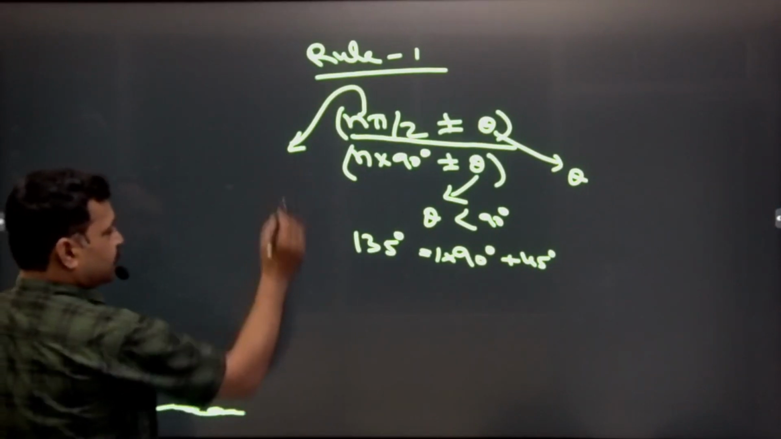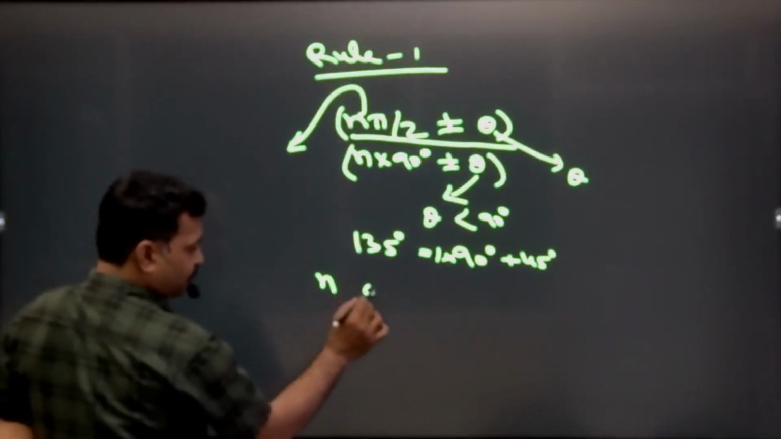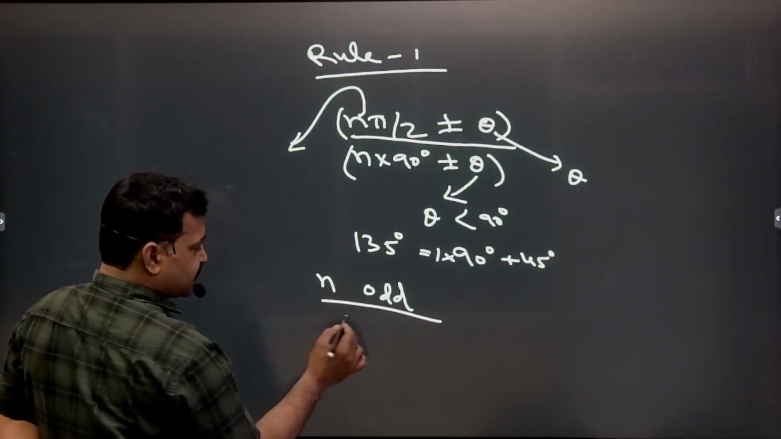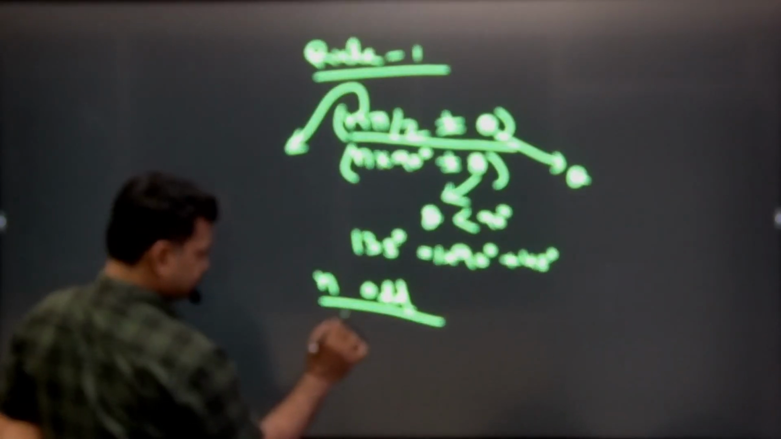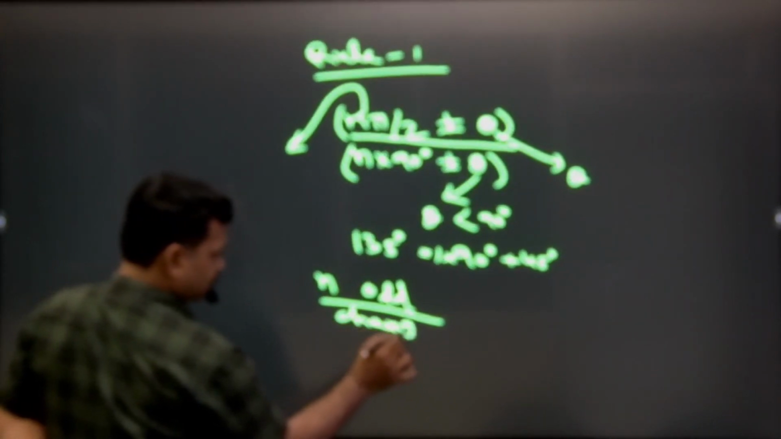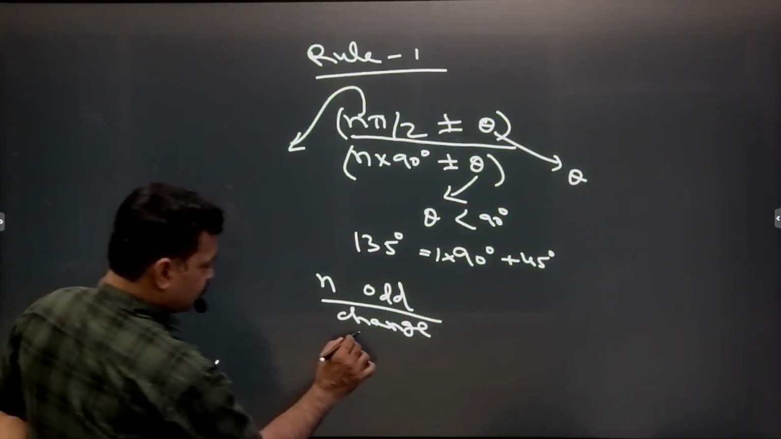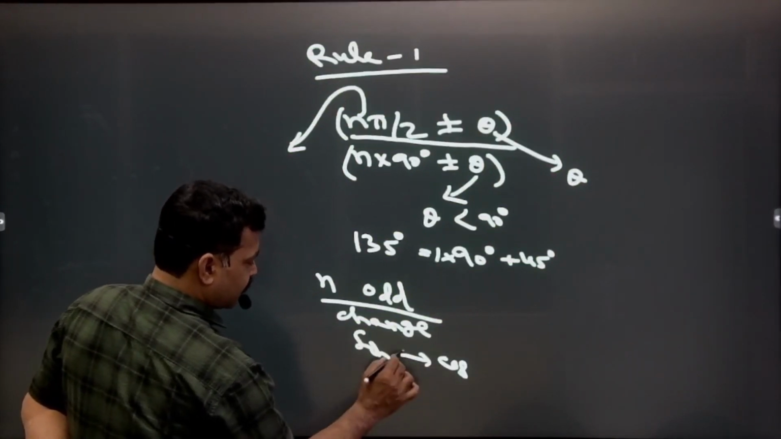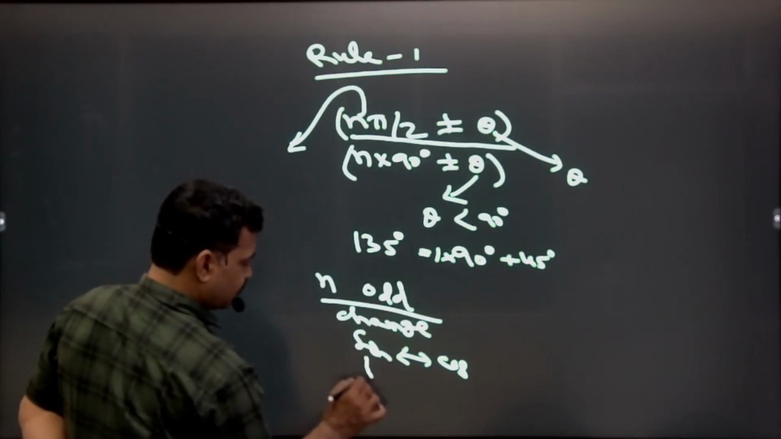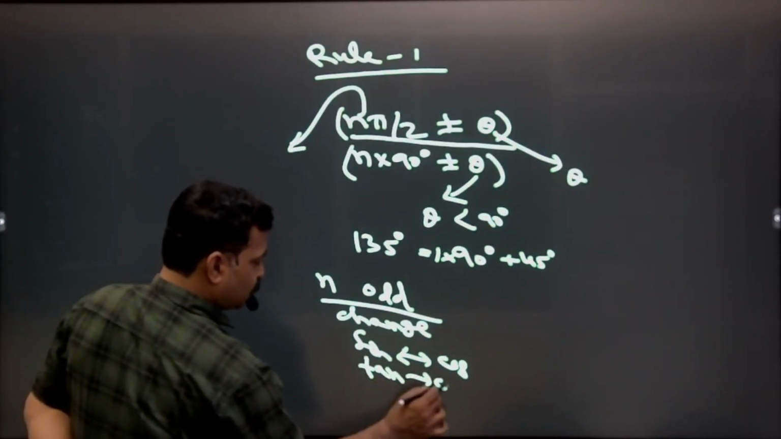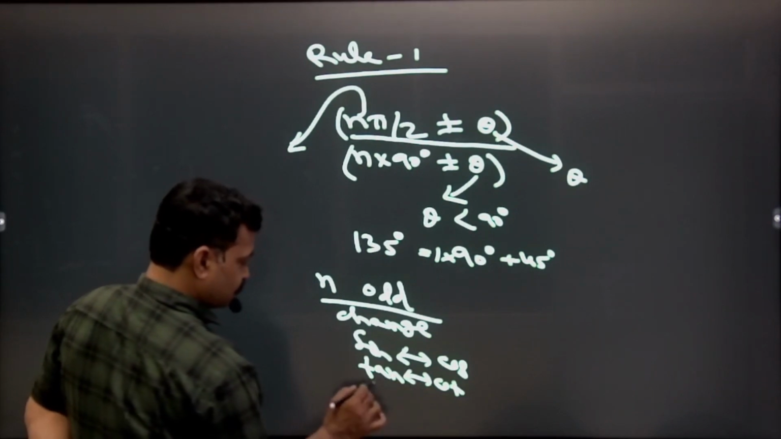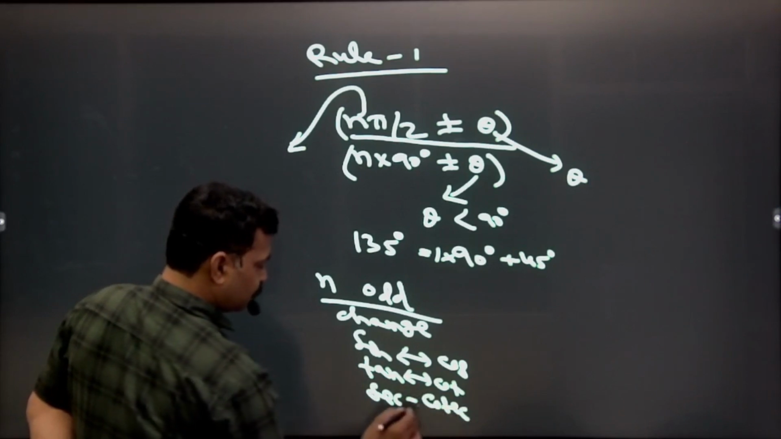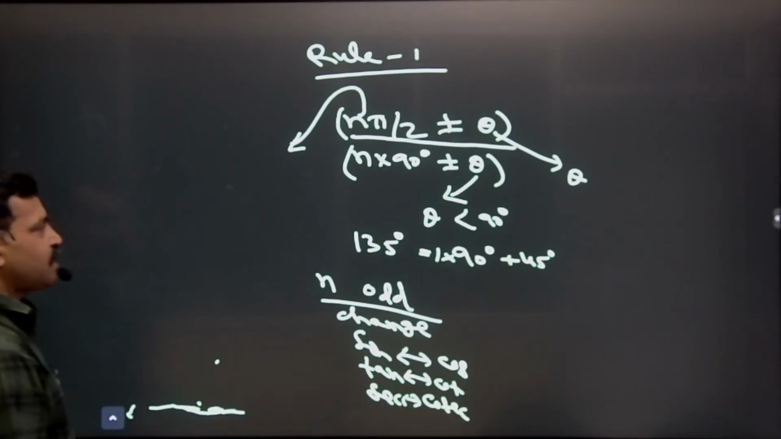So if this n is odd, then the t ratios values will be changed. So how that will get changed? Now sine will be changed to cos, and cos will be changed to sine. Similarly, tan to cot, cot to tan, sec to cosec, and cosec to sec. So this is the first rule.